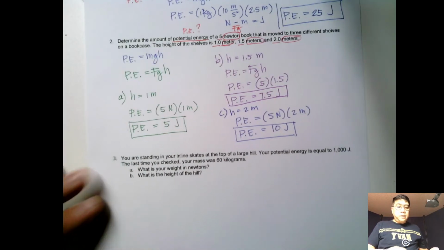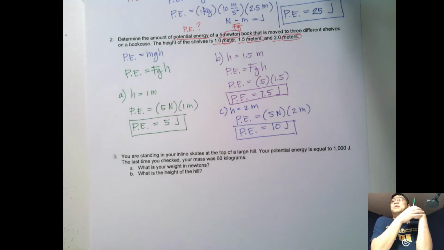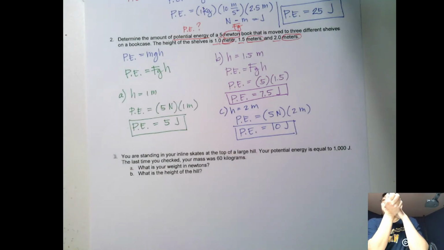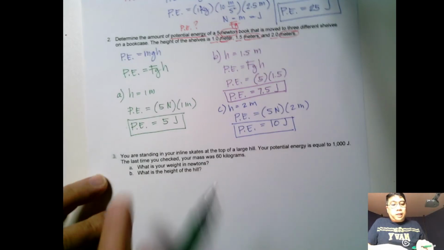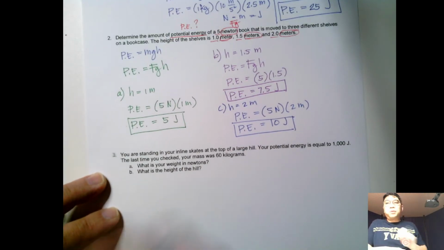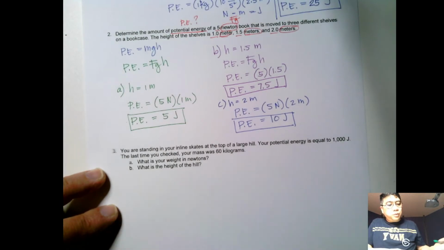Last but not least, you are standing in your inline skates on top of a large hill. The potential energy is equal to 1000 joules. The last time you checked, your mass was 60 kilograms. What is your weight in newtons? And letter B, what is the height of the hill? Okay, so let's solve for letter A first before we solve for letter B. So what is your weight in newtons?